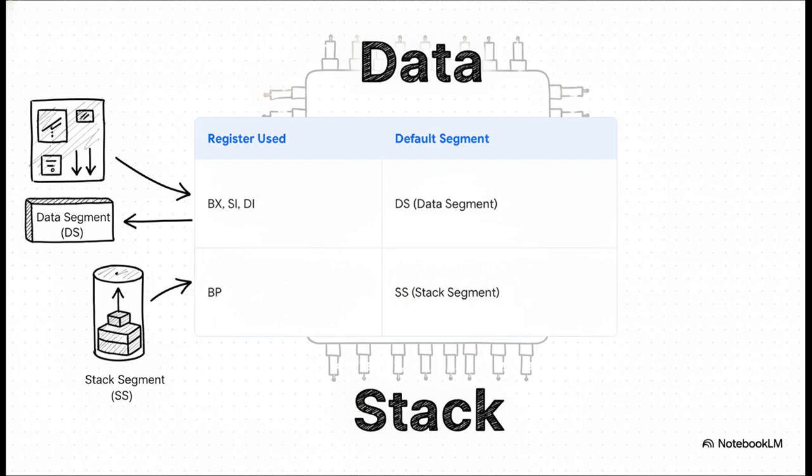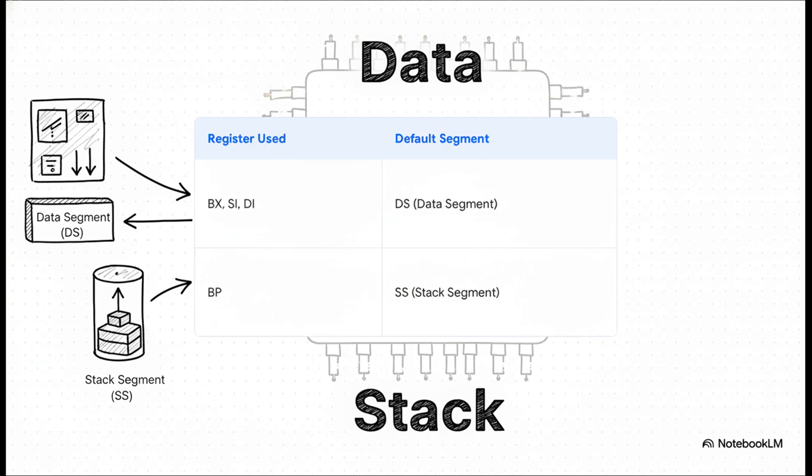If you're using the BX, SI, or DI registers to figure out an address, the CPU is going to look in the data segment by default. But, and this is a critical detail for programmers, if you use the base pointer or BP, the CPU automatically looks in the stack segment. This helps keep your regular data separate from your temporary stack data.